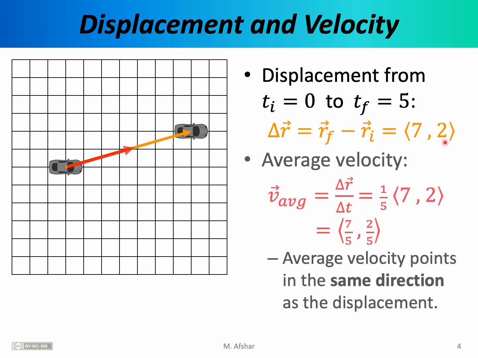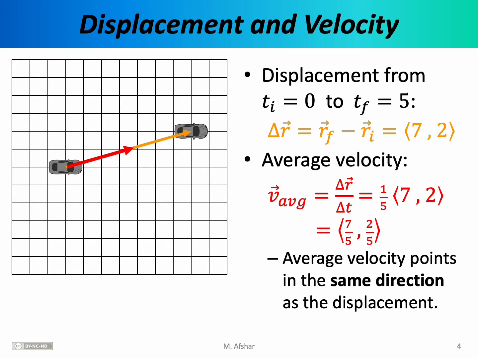The displacement vector allows us to define the average velocity vector of the car. The average velocity vector is defined as the displacement vector divided by the time interval. The displacement vector is 7, 2. Delta t is simply the time interval we're considering from 0 to 5 seconds, so we need to take this vector and divide it by 5. Dividing a quantity by 5 is the same thing as multiplying that quantity by 1/5, so I've written this expression as 1/5 times the vector 7, 2.